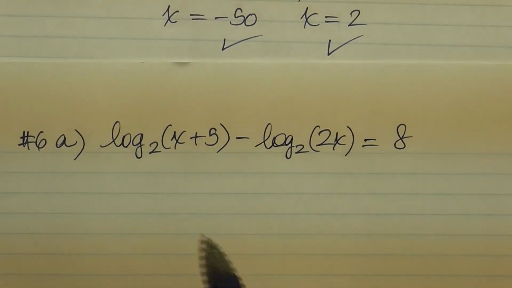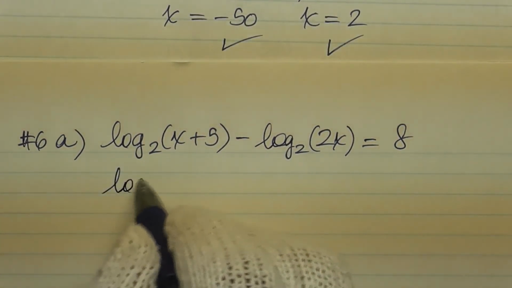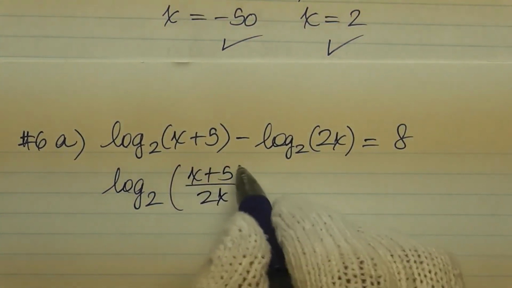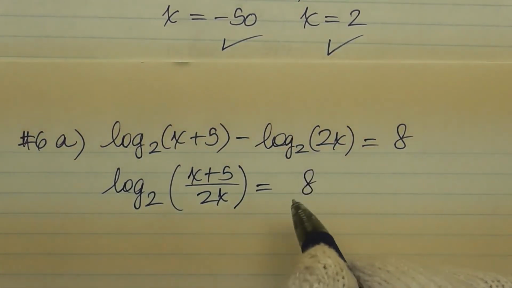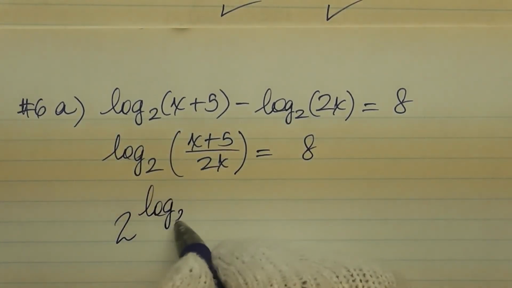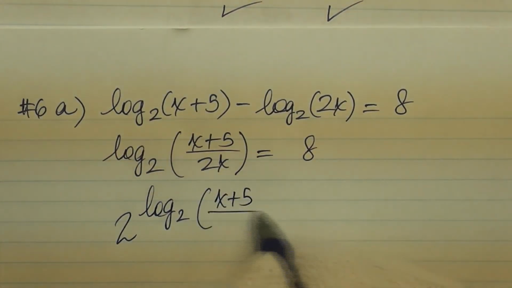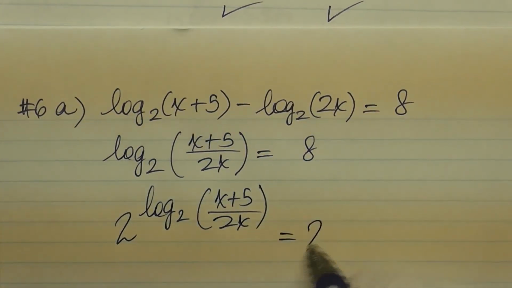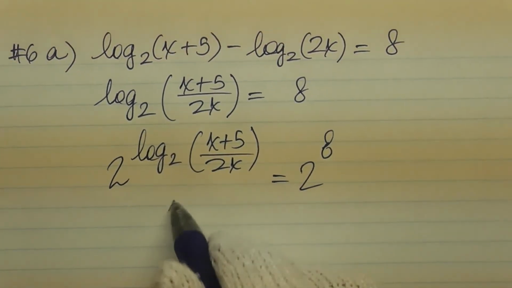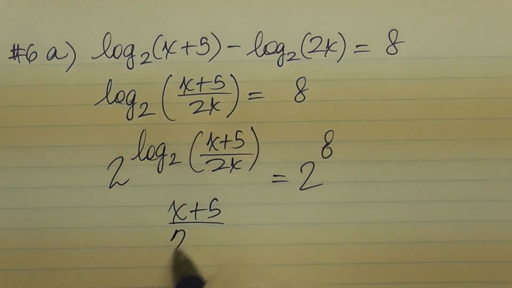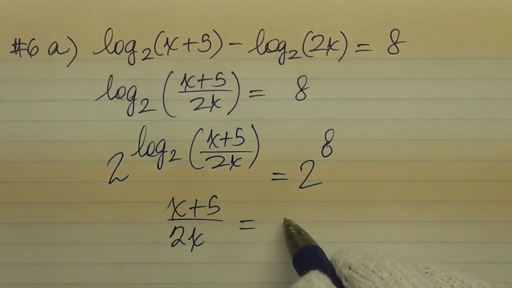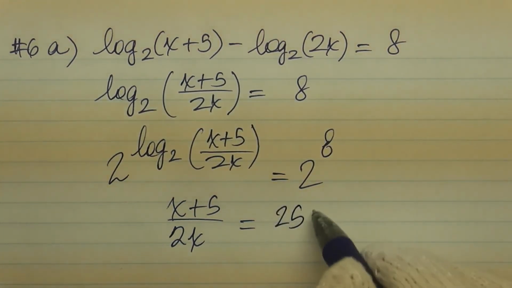So this is our question. We can simplify this left side and combine it so that it's log base 2 of x plus 5 over 2x. I can raise both sides to base 2. So this side is going to give me x plus 5 over 2x, and on the other side I have 2 to the exponent 8, which is 256.